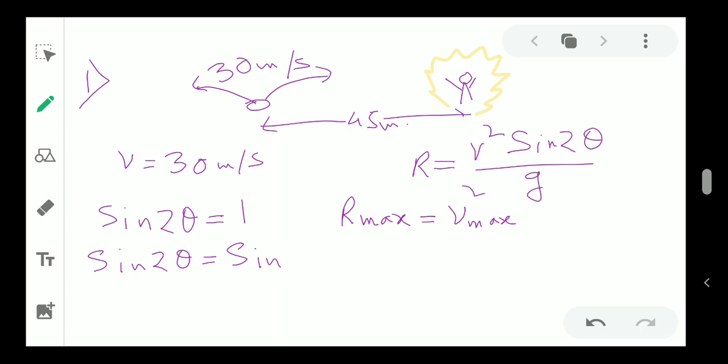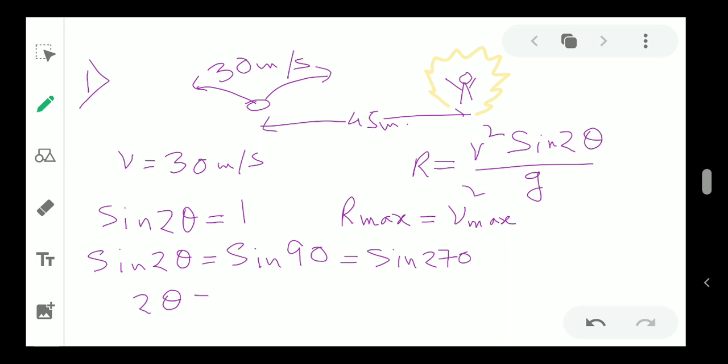Because sine 90 is 1, instead of writing just 90 degrees, I can write two solutions. I am writing 90 as one solution, and the second one is sine 270 degrees. Both are possible in this case, because if you use sine 270, that is sine 3 pi by 2, in that case also you will get sine 2 theta equal to 1. So we have two solutions.